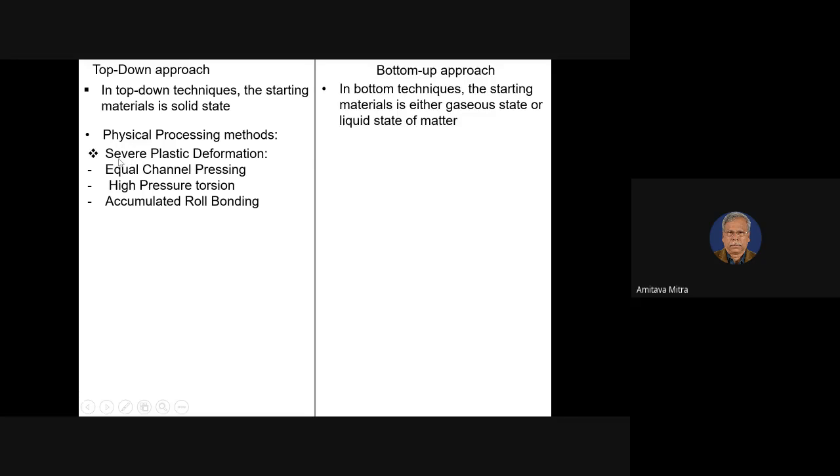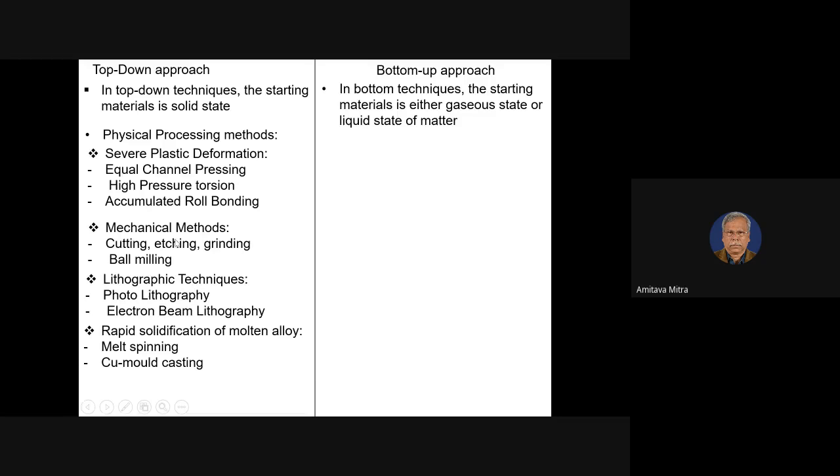One of them is called severe plastic deformation, and severe plastic deformation also has several methodologies. One is equal channel pressing, high pressure torsion, accumulated roll bonding, and other mechanical methods, also cutting, etching, grinding, ball milling. There are also lithographic techniques, that is photolithography, electron beam lithography.